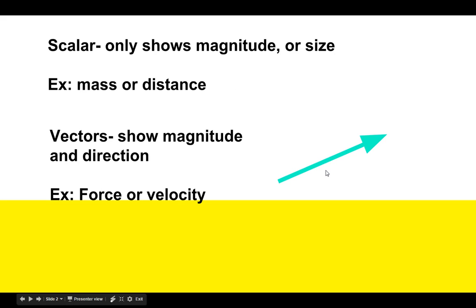Okay, so two of the main things that you first learn are what scalars and vectors are, and this is important because you will be using this knowledge for basically the rest of your entire year. So it's important to know that scalars only show magnitude or size, and some things that are scalars include mass or distance. On the other hand, vectors show both magnitude and direction, and they're usually denoted by an arrow. Some examples of vectors are forces or velocity.